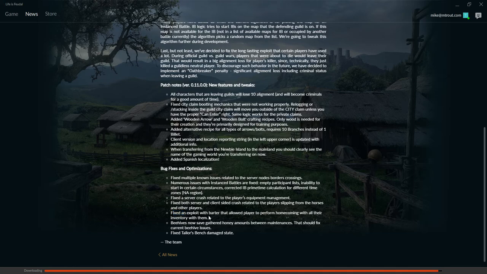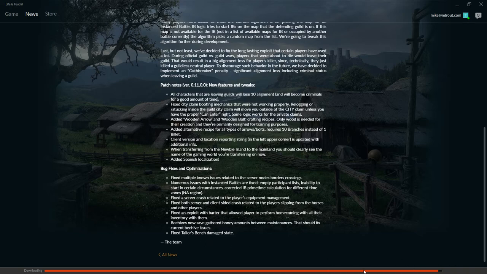Huh. Fix an exploit with barter, which allowed players to perform homecoming with all their inventory on them. So somehow you could barter and then do a homecoming and keep your inventory. That was probably a way people were moving goods around. Beehives now safely gather honey. Okay, that's interesting. All right, so some interesting patches. We'll see if they fix the lag thing.